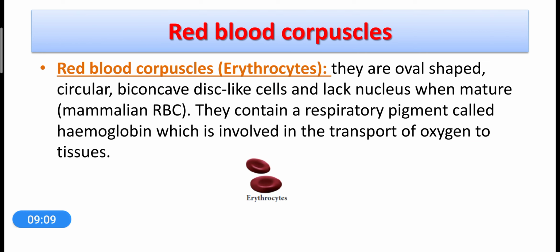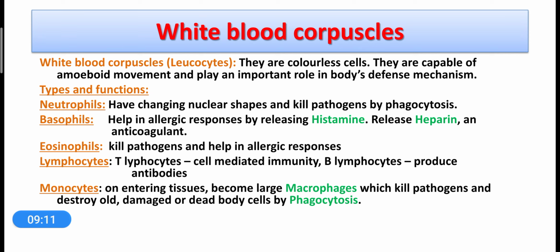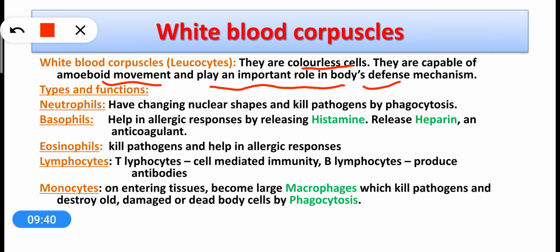Okay, now if we talk about another type of cells, then it is white blood corpuscles. So white blood corpuscles are also called leukocytes. As we have discussed leucoplasts, they are colorless plastids. In the same way, leukocytes are the colorless cells of the blood. That's why they are called white blood cells. So they are generally colorless cells, and they are capable of amoeboid movement and play an important role in the body's defense mechanism, means in the body's immunity.